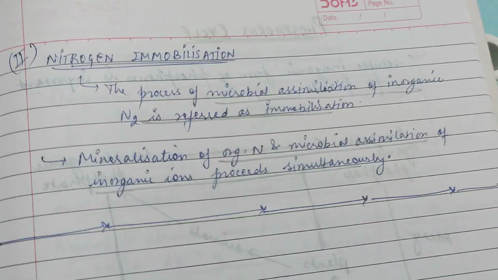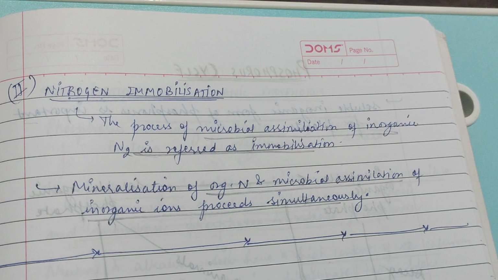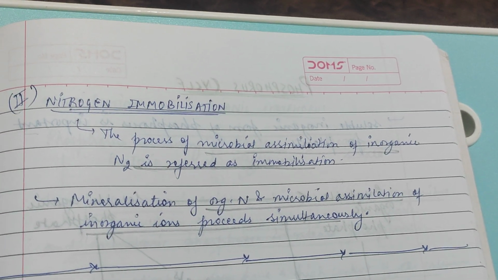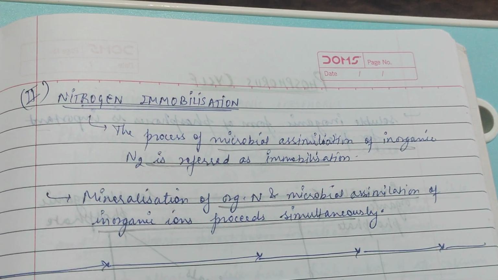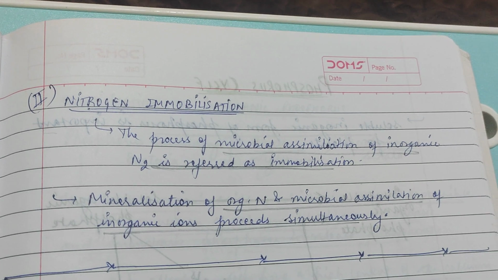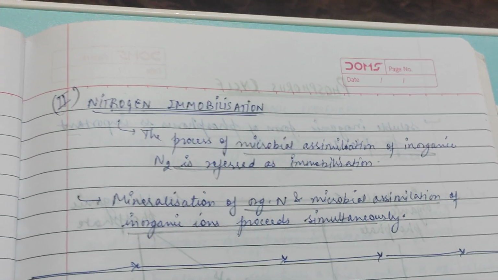The second major step is nitrogen immobilization, which is basically the process of microbial assimilation of inorganic nitrogen. Mineralization of organic nitrogen and microbial assimilation of inorganic ions proceed simultaneously. These two things basically happen simultaneously, hand in hand.